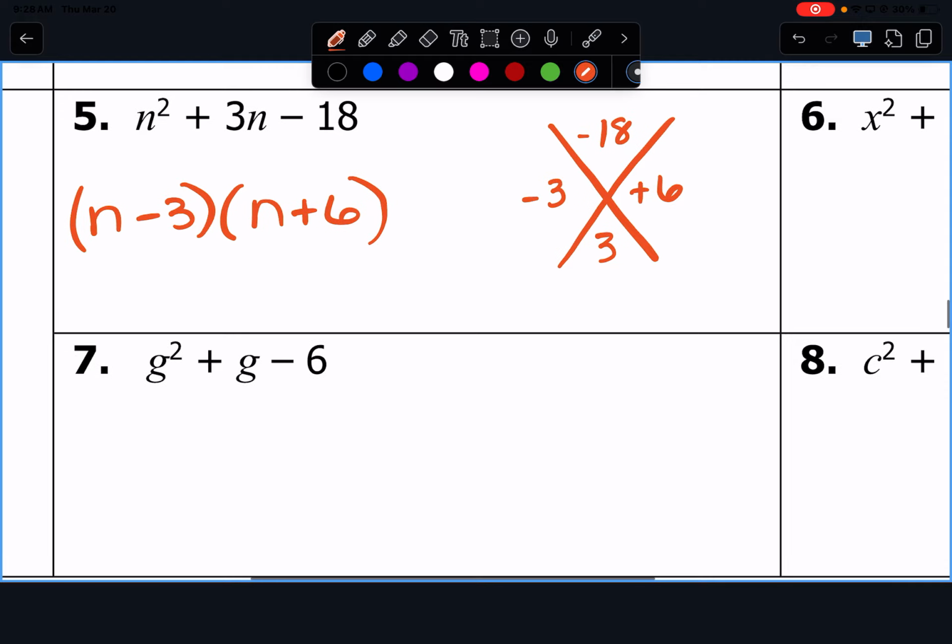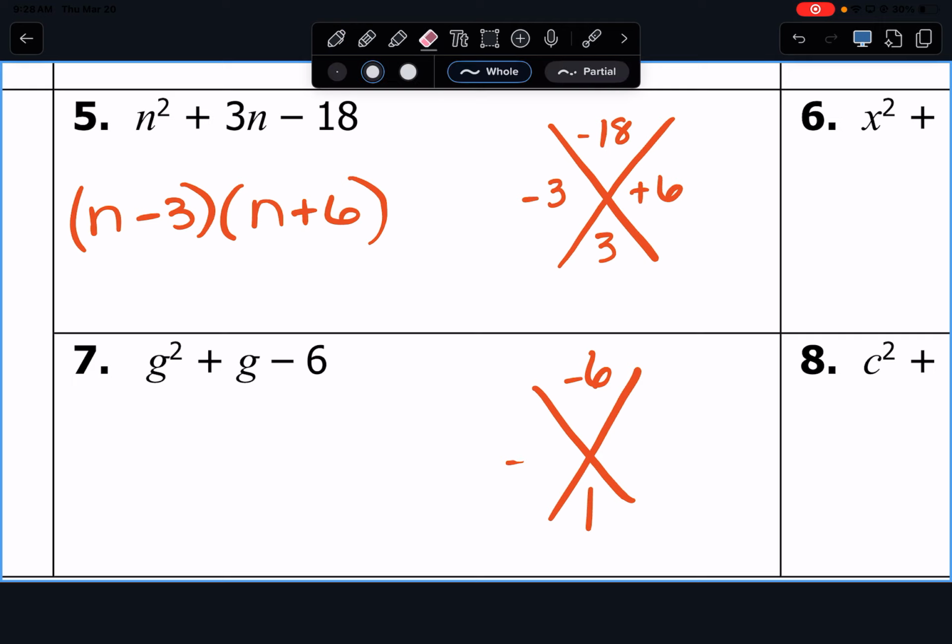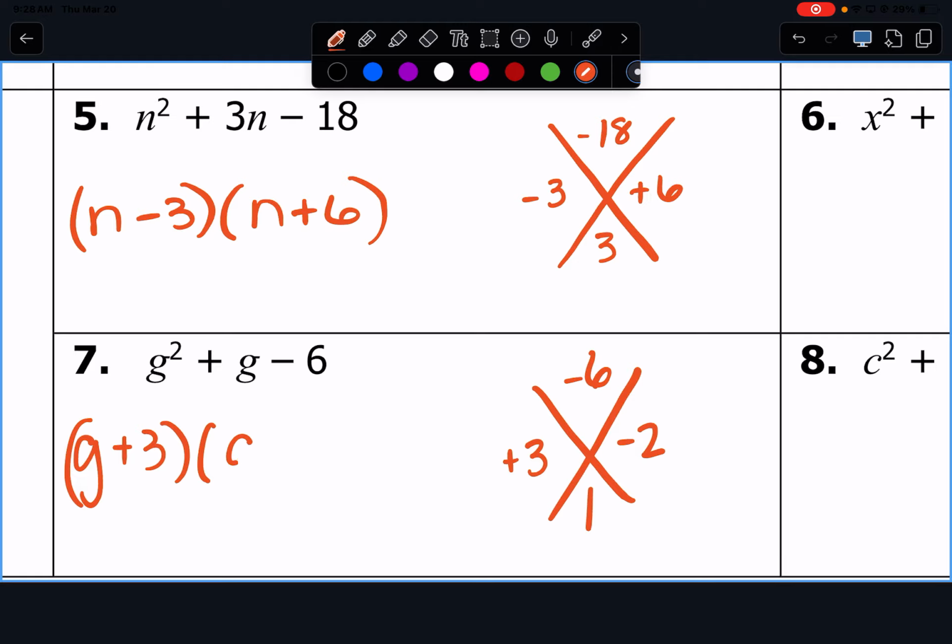All right, for 7, what is A times C? What is B? 1. What are the factors of negative 6 that can add to give us 1? Negative 3 and 2. Negative 3 and positive 2 will give us negative 1. So what do we actually need to say? 3 and negative 2. So how would I write my answer? G plus 3 and G minus 2.